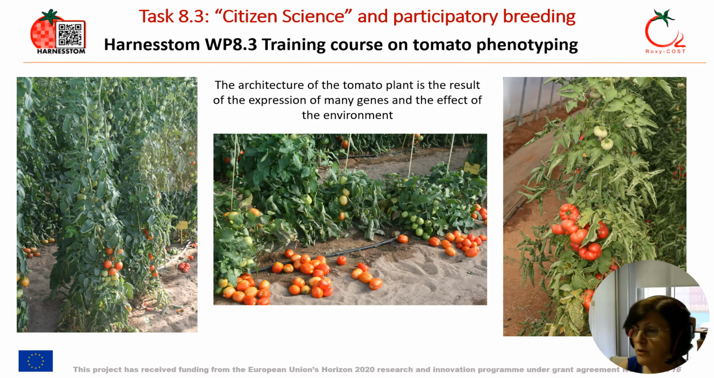The architecture of the tomato plant is the result of the expression of many genes and the effect of the environment. The different parts of the plant can vary greatly depending on the environment in which the plant is growing: open air or greenhouse, the temperatures, the solar irradiation, and the nutrition and watering.